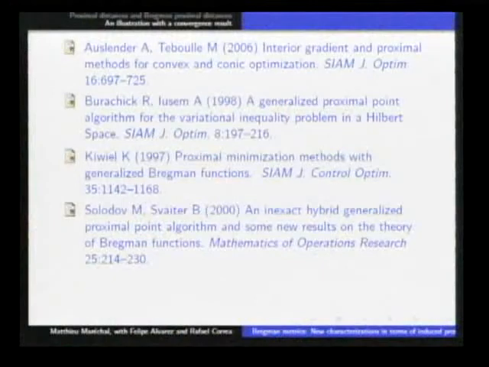Some references: Auslender, Teboulle, Alfredo Iusem, and others who have worked on variational inequalities in Hilbert space. That is work with the generalized Bregman function. And also there is another article on the proximal point algorithm for the Bregman function.